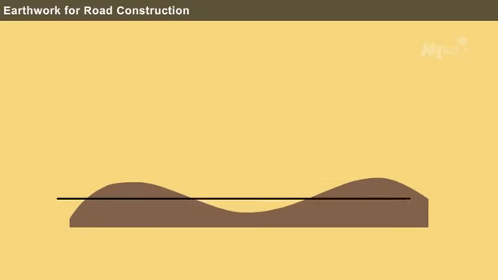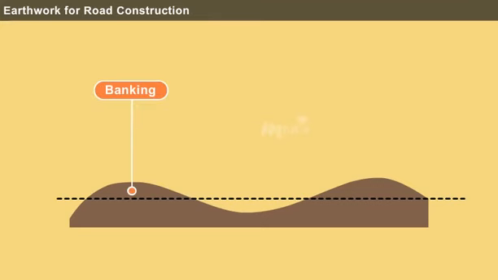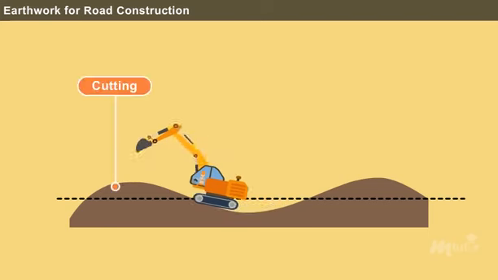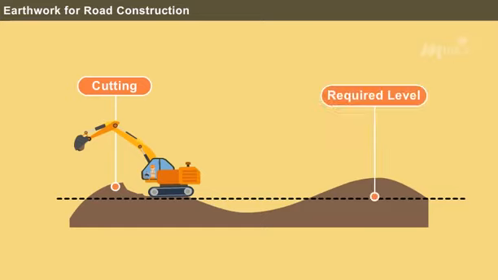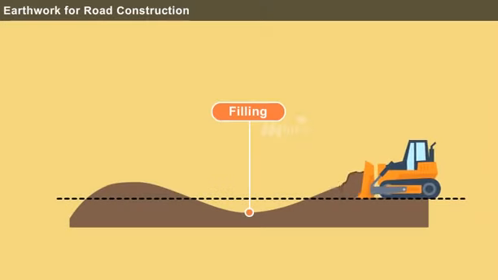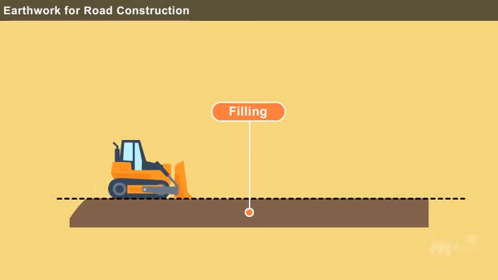This cutting and filling of the earthwork is carried out with respect to the formation line. This formation line is the imaginary line drawn to level the ground. Here, the heap portion is known as banking, while the lower portion is known as cutting. Cutting is the process of excavating the earth from a site to achieve the required formation level. Filling is the process of moving and leveling the excavated earth to a site to achieve the required formation level.